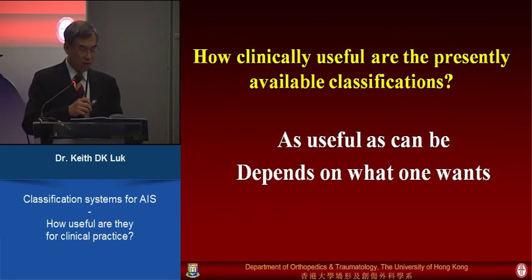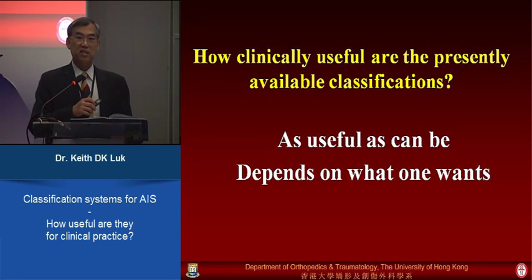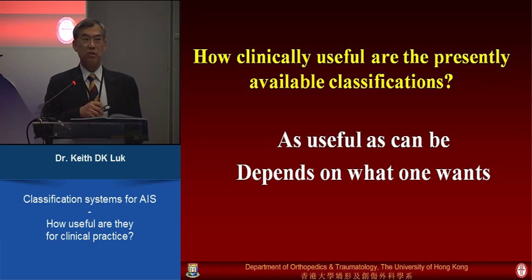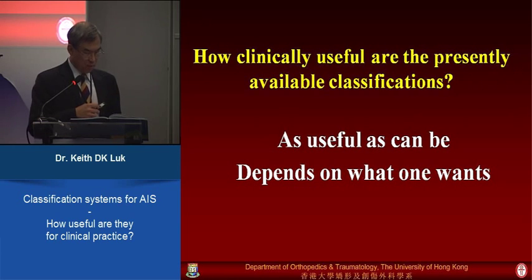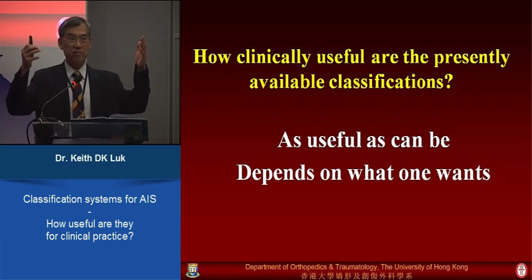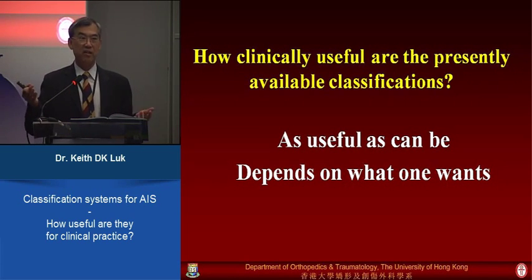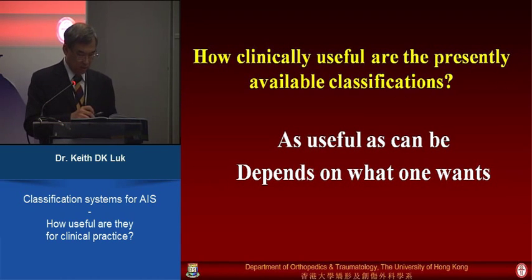So how useful are these classifications available now? It's as useful as you want it to be. So you use it as a communication tool, but then see what you exactly want to do. If you want to assess rotation, you better find a classification that can address that problem. If you just want to make the patient happy with a PA X-ray, the King's classification or Harrington rod is equally good. So it depends on what you want.